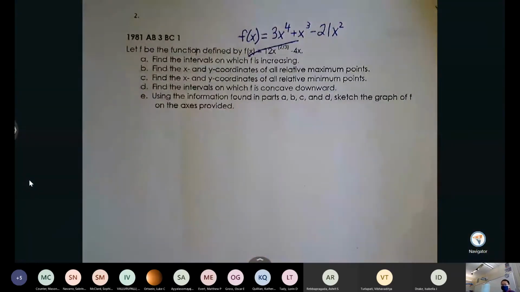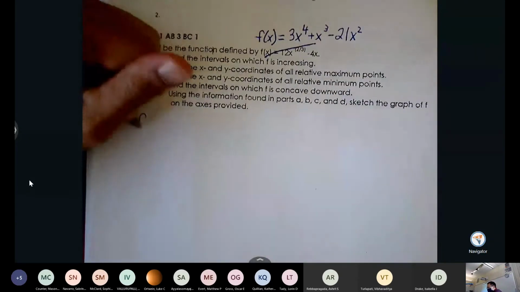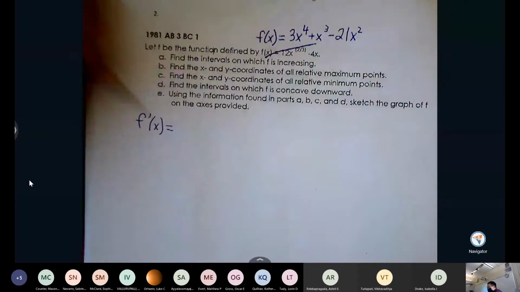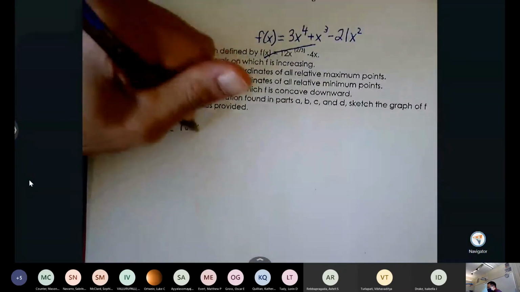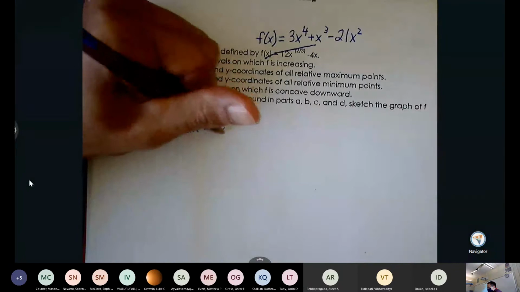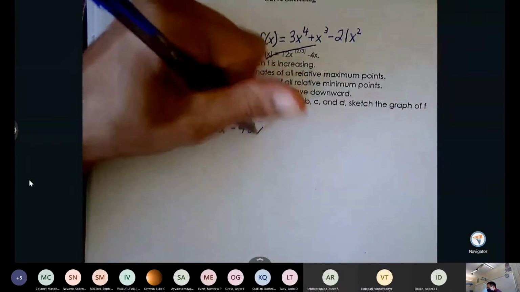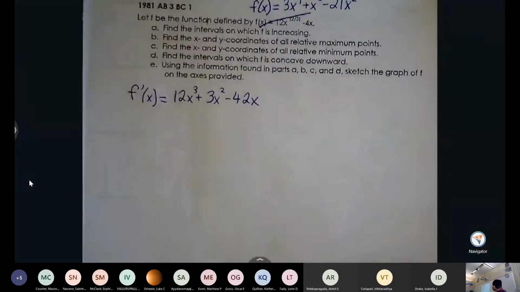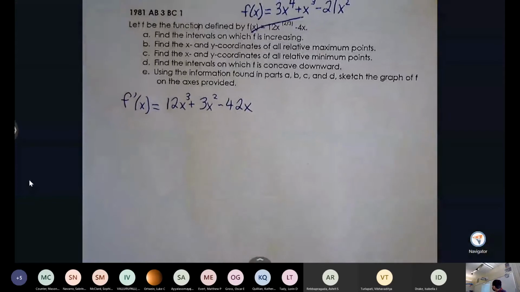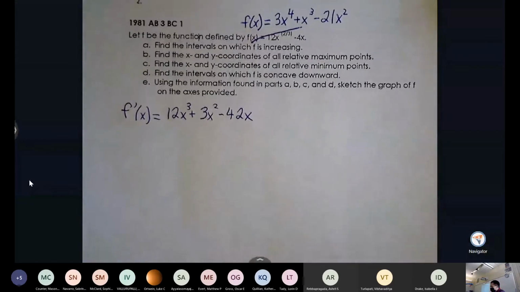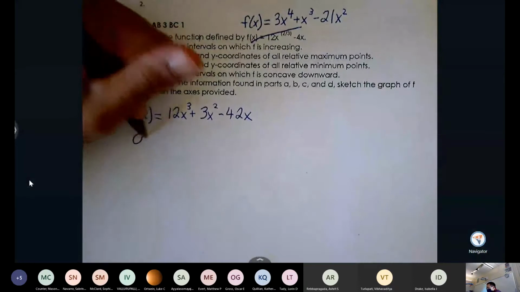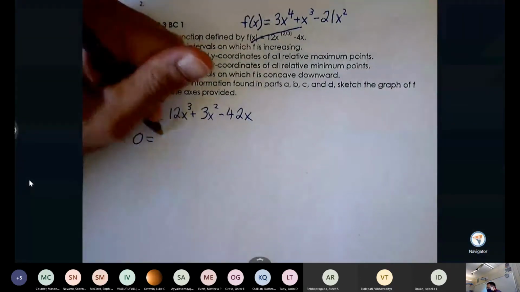Okay, find intervals of increase, relative max, relative min, concave down. So all that is lining up with what we're going to be asked to do. So let's start off with f prime. Set the derivative equal to 0 to find your critical points. Take out a GCF.